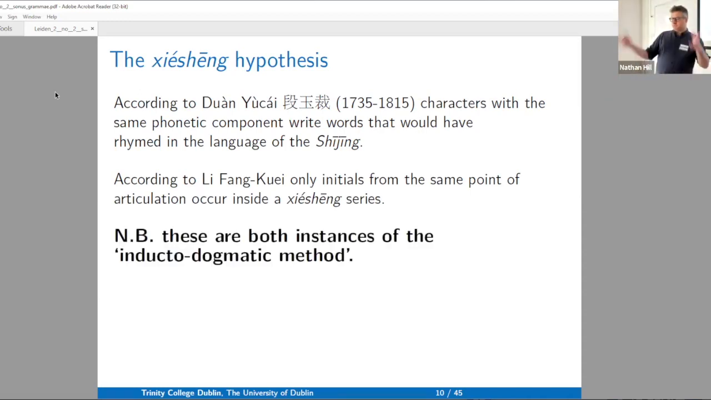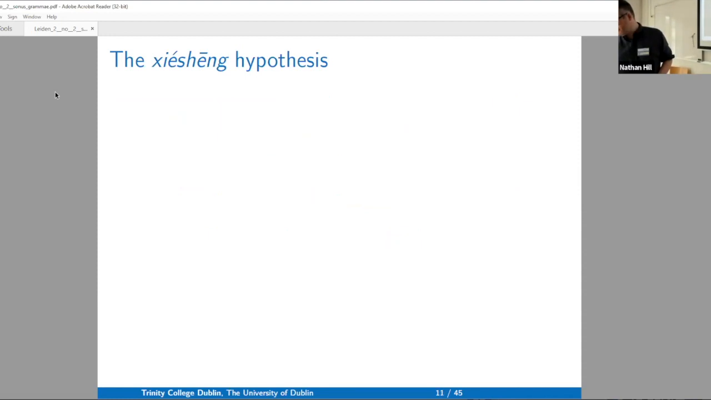And then this is, back to last time, this process of, Duan Yucai notices, oh, things with the same phonetic rhyme sometimes in the Shijing. So then you take that as an observation and then you make it a dogma. They always rhyme. And that's going to be our methodological principle, right?